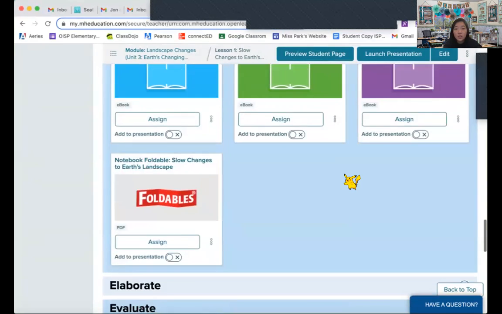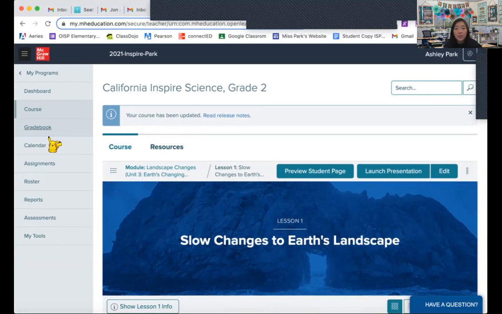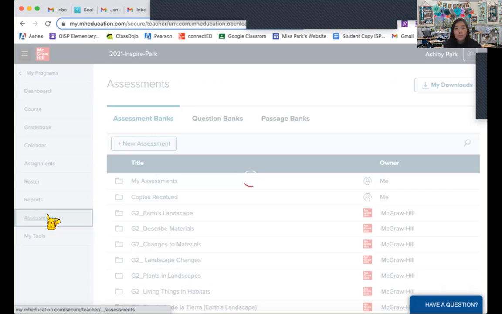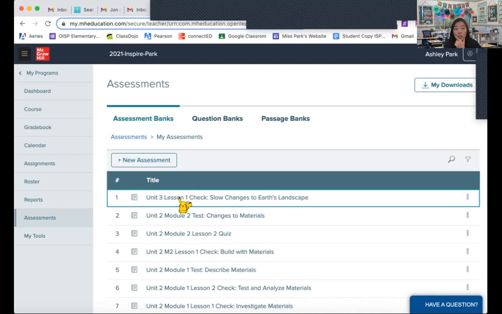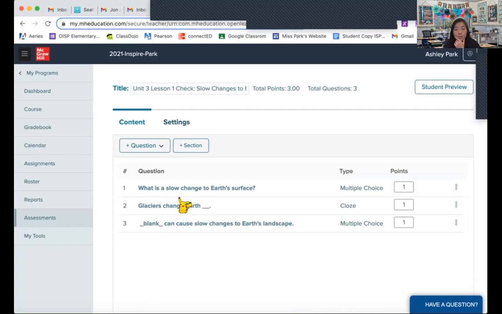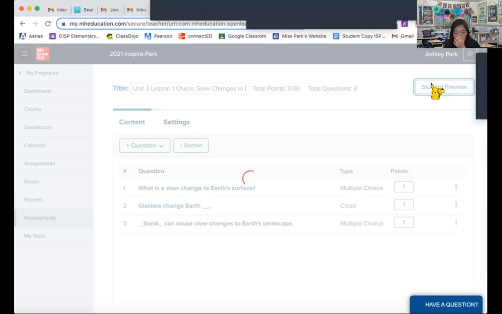All right, guys, let's go ahead and review for our quiz now, okay? So here's your quiz that you guys are going to take. It's going to have 3 questions. Okay, what is a slow change to Earth's surface?